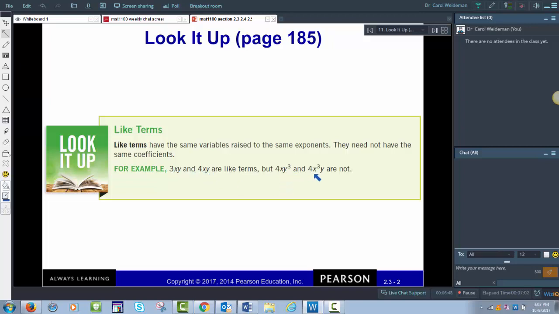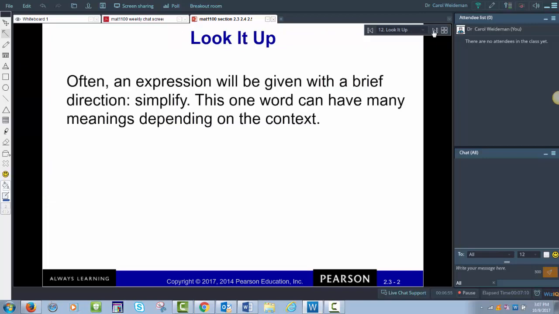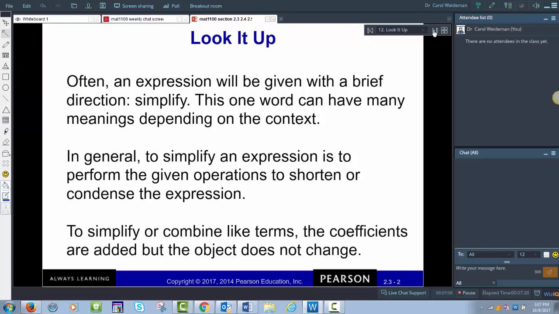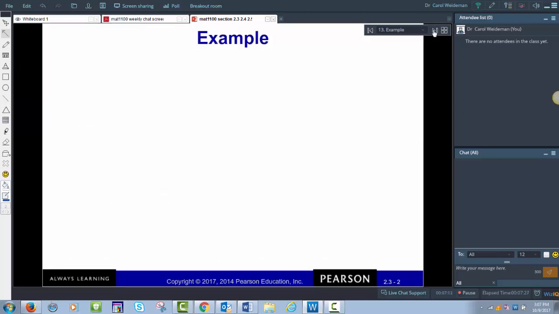These terms are not like terms. They have the same variables, but they're not raised to the same exponents, so I cannot add those together. I can't simplify those at all. Can't combine them. So often an expression will be given with a brief direction, simplify. The one word can have many meanings. In general, it means to perform the given operations to shorten or condense the expression. To simplify or combine terms, the coefficients are added, but the object does not change.